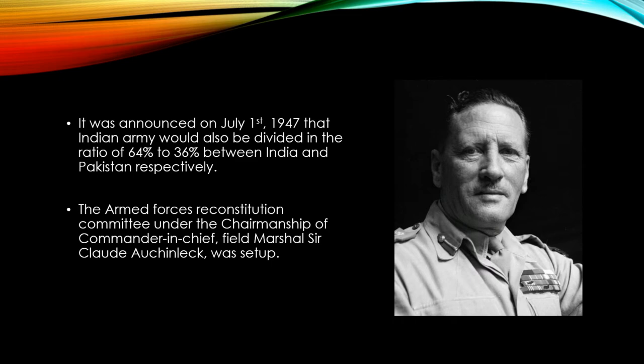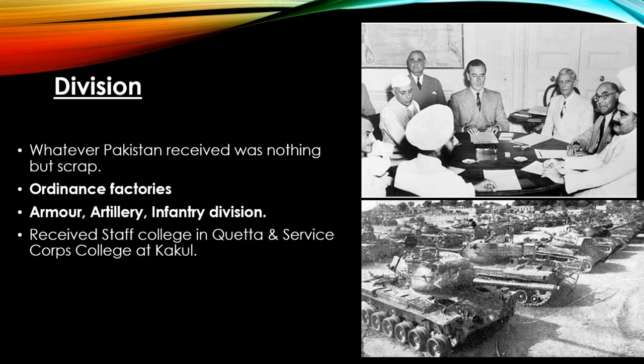It was announced on 1st July 1947 that the Indian Army would be divided in the ratio of 64% to 36% between India and Pakistan, which was a totally unjust and unfair division. The Armed Forces Reconstitution Committee under the chairmanship of Sir Auchinleck was set up. Whatever Pakistan received was nothing but scrap.